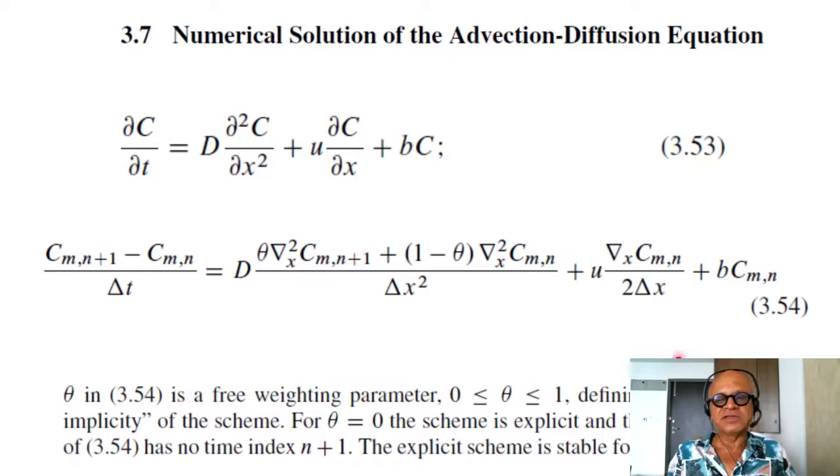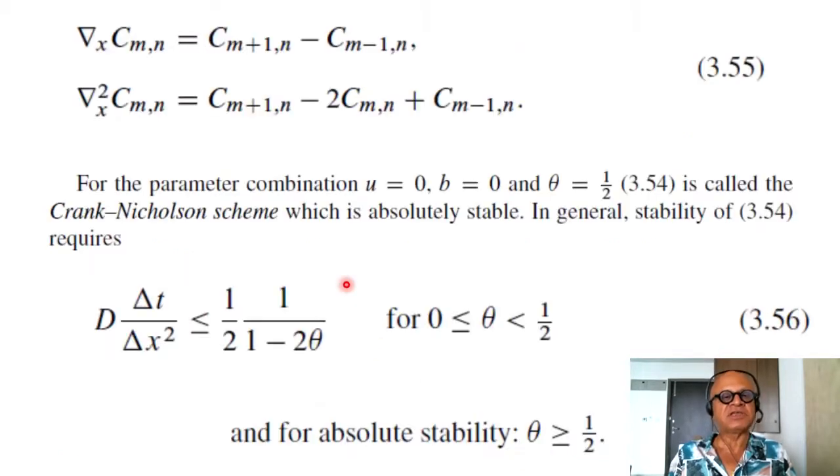Here theta in this equation is a free weighting parameter which ranges from 0 to 1, defining the degree of implicity of the scheme. For theta equal to 0, the scheme obviously becomes explicit, and the right hand side of 3.54 has no time index n plus 1, so that term drops out. The explicit scheme is stable for D delta t over delta x squared less than or equal to 1/2. So with the diffusion term, the Euler forward becomes stable under some conditions, even if you remove the implicity.